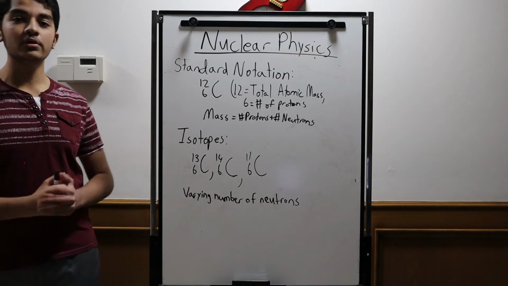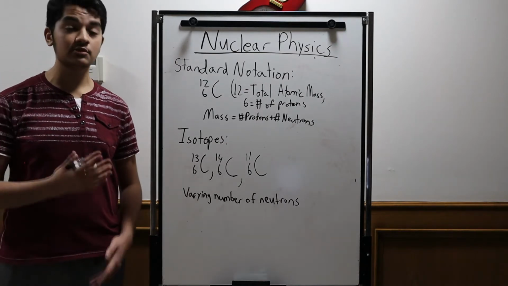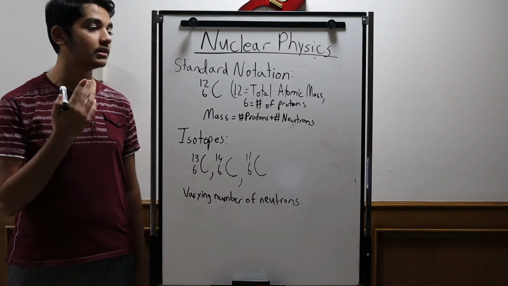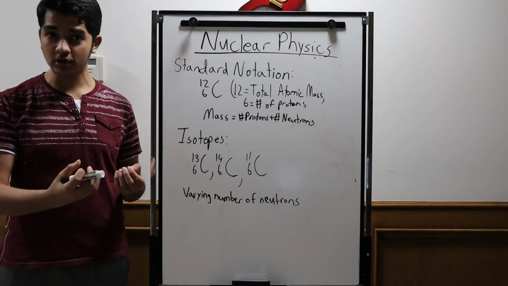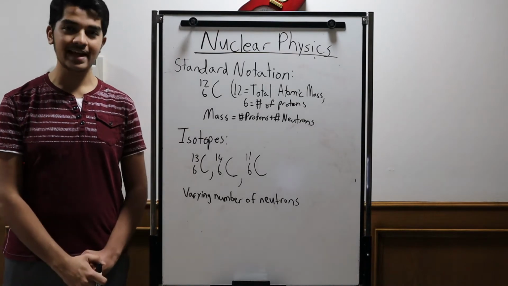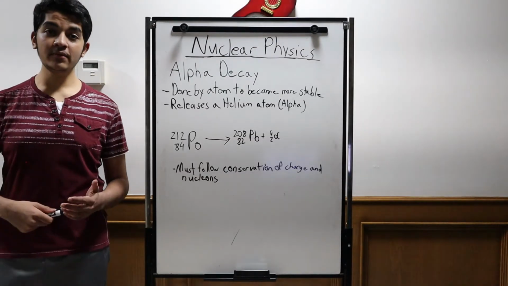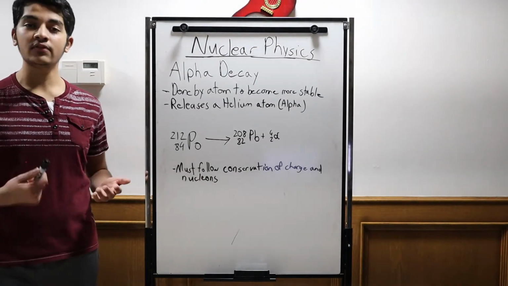So that's just something important to note for the next section of nuclear physics, because we're going to be using this a lot in the types of decay, when we look at what subatomic particles actually get ejected out of the atom. So the first type of nuclear decay that I'm going to talk about is alpha decay.